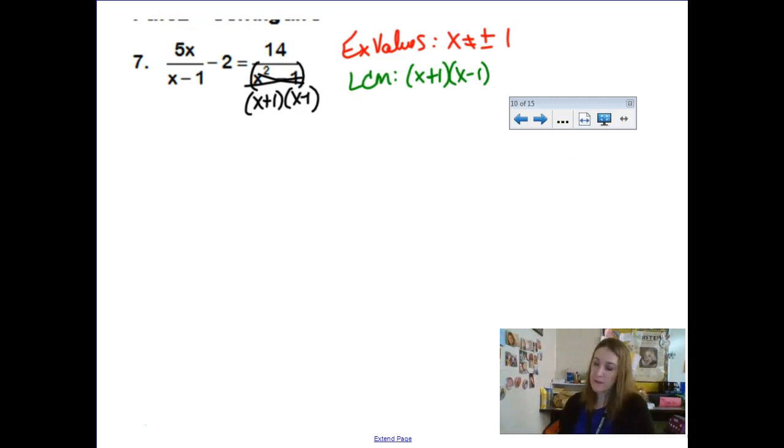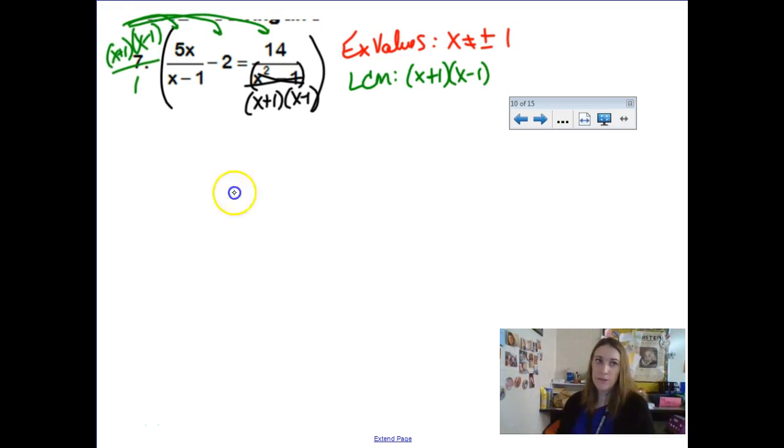So this time I'm going to actually show all the work on this one. This one can get a little confusing if you don't see where the work's coming from. So everybody's getting multiplied by x plus 1 times x minus 1. Here we go. All right. X plus 1 times x minus 1 over 1 is first being multiplied by 5x over x minus 1. Again, I like parentheses around my x minus 1s. Minus. And then this x minus 1 times x plus 1 is being multiplied by 2.